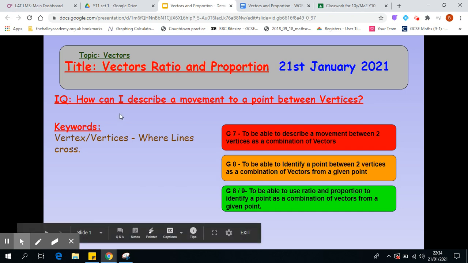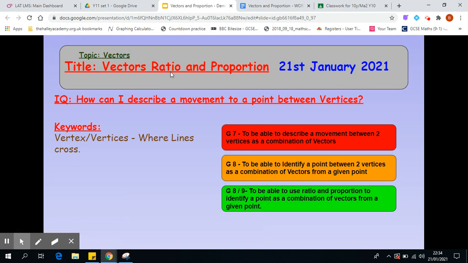Hello everyone. In this lesson, we're going to focus on vectors, really focusing on the ratio aspects involved in vectors. Inquiry question is, how can I describe a movement to a point between vertices?